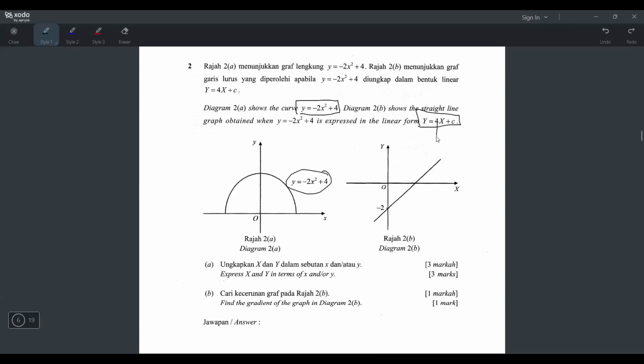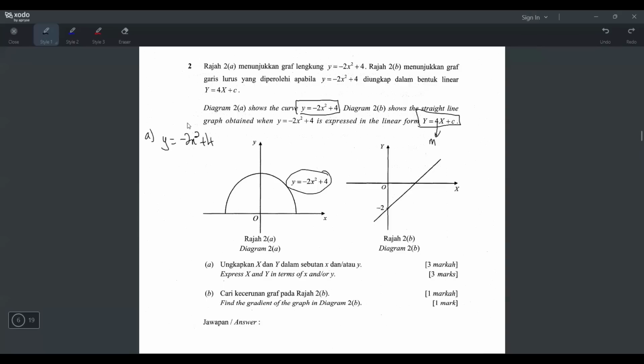But I noticed something. They actually give me the gradient. Y equals mx plus c. They actually give me the gradient, which is 4, right? So later maybe we can use that to help us. Question A says express X and Y in terms of x and y. Okay, so let's write down. I think I have to change this equation to linear form. So small y equals negative 2x squared plus 4.